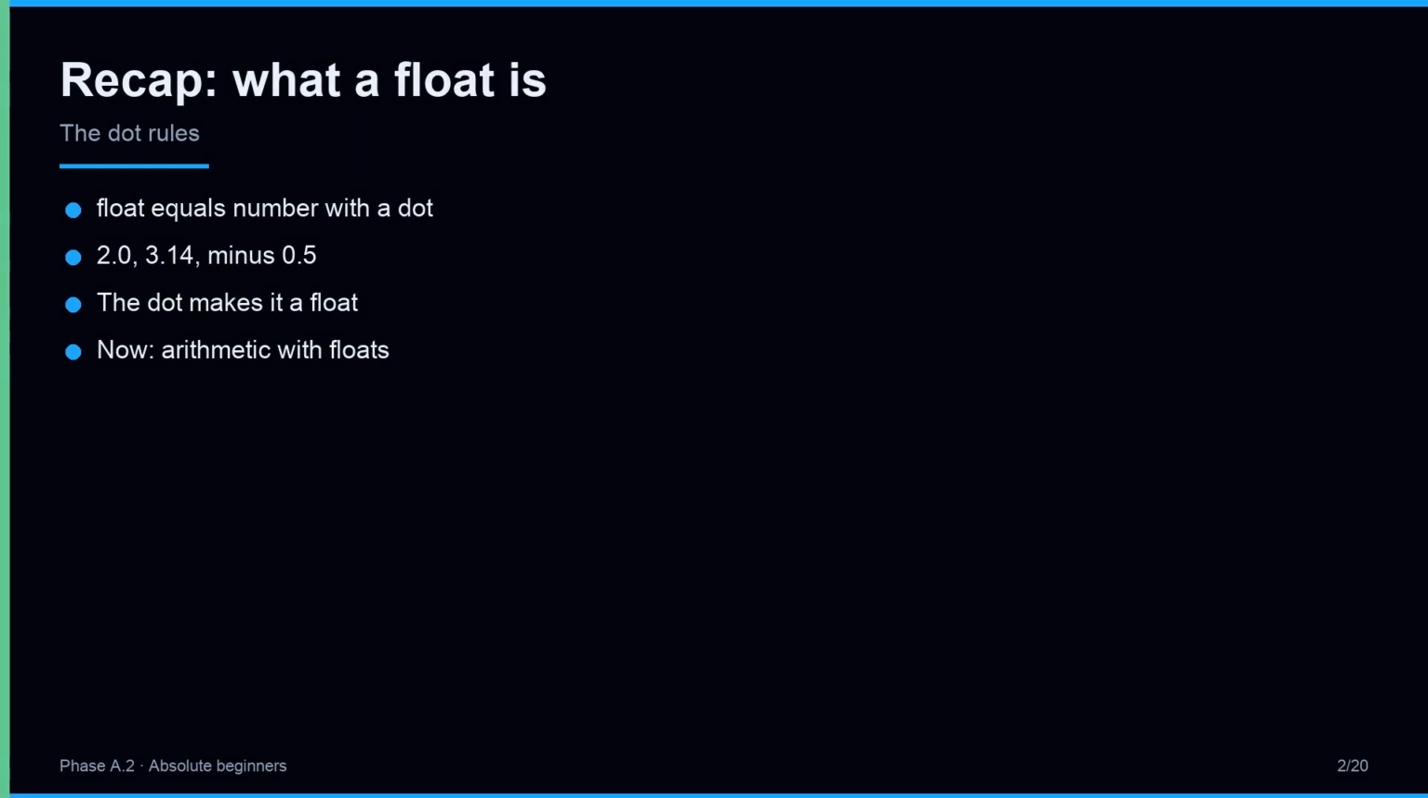A float is a number with a decimal point. 2.0, 3.14, negative 0.5. The dot is what makes it a float, regardless of the digits. Today we go beyond recognizing floats and actually compute with them. The good news is that float arithmetic looks exactly like ordinary math. The interesting news is that one famous detail will surprise you, and understanding it is the heart of this lesson.